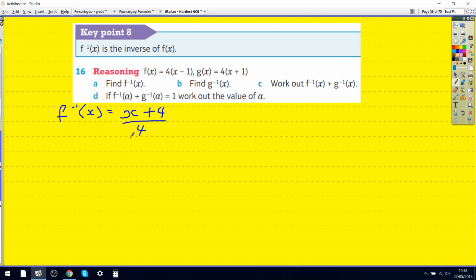Okay, so that's X. Then we have to have G to the minus 1 of X as well. I'll just grab some more paper if that's okay. I'll be one second.